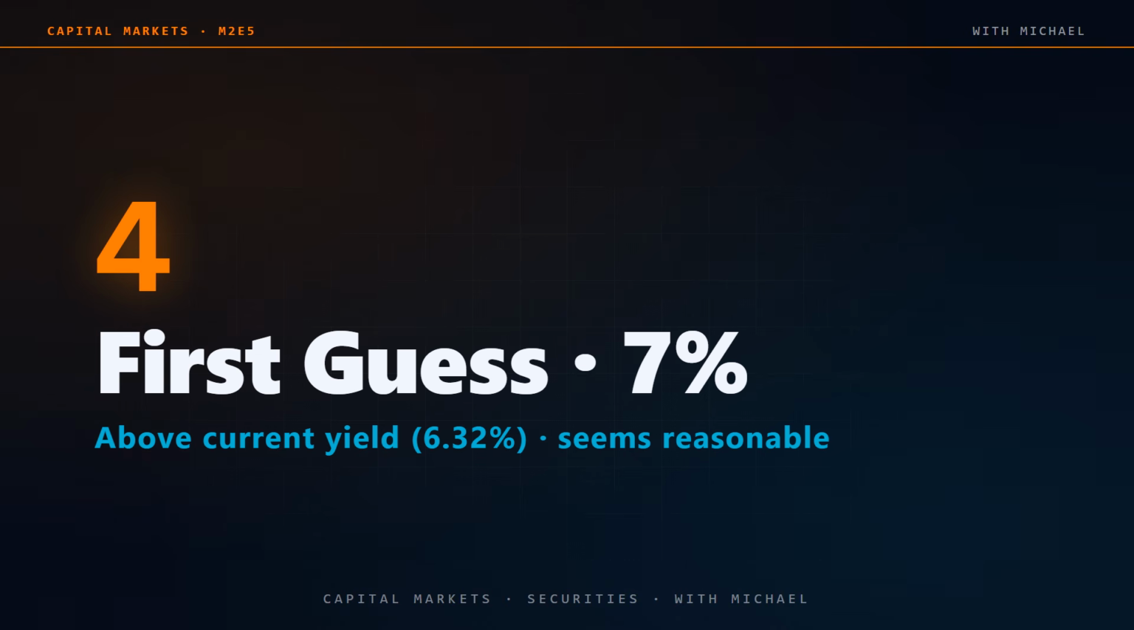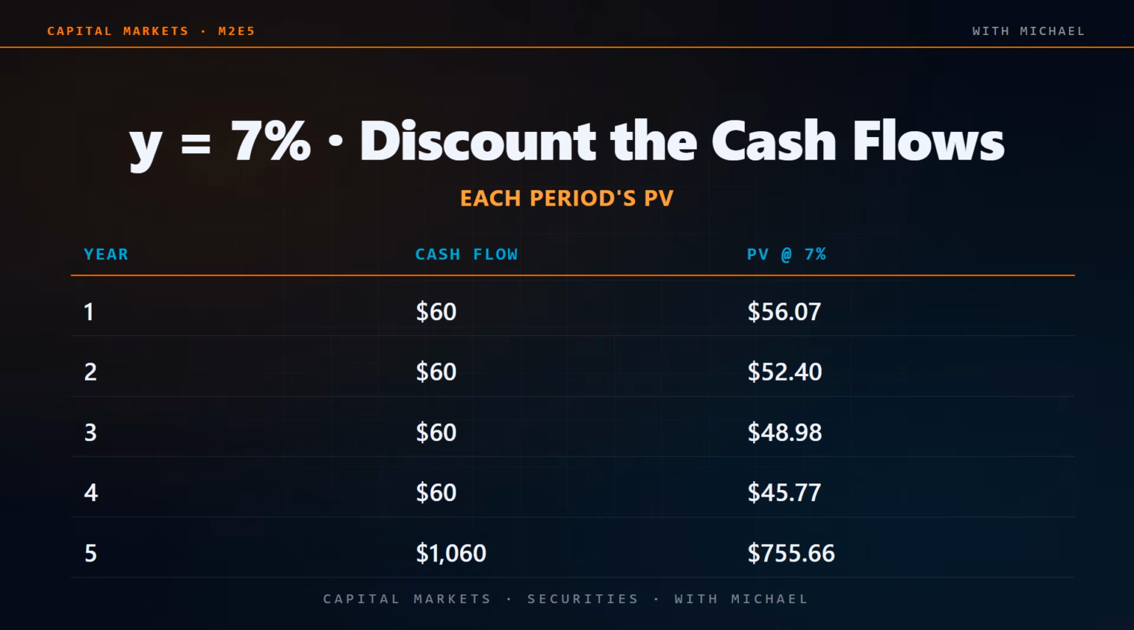60 over 1.07 equals 56.07. 60 over 1.07 squared equals 52.40. 60 over 1.07 cubed equals 48.98. 60 over 1.07 to the fourth equals 45.77.